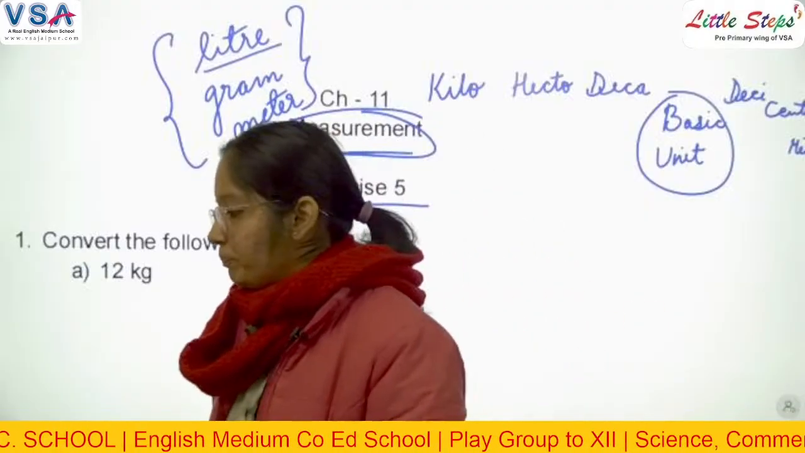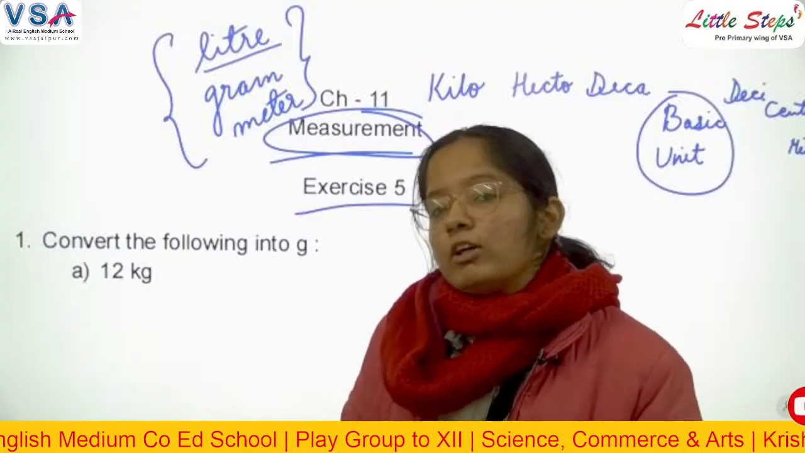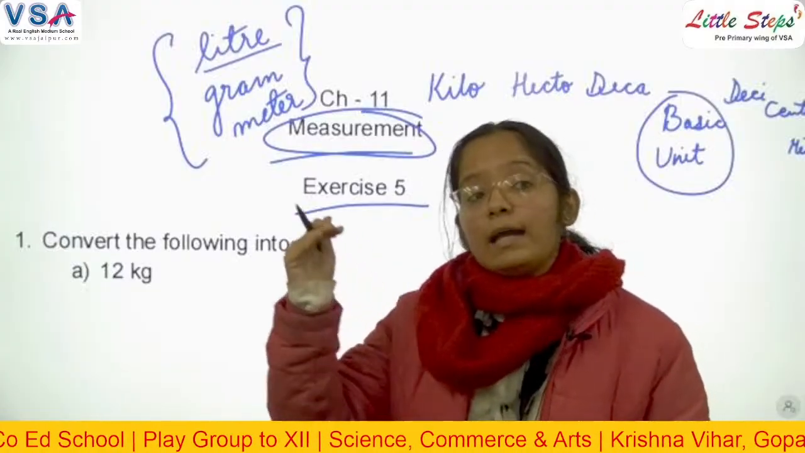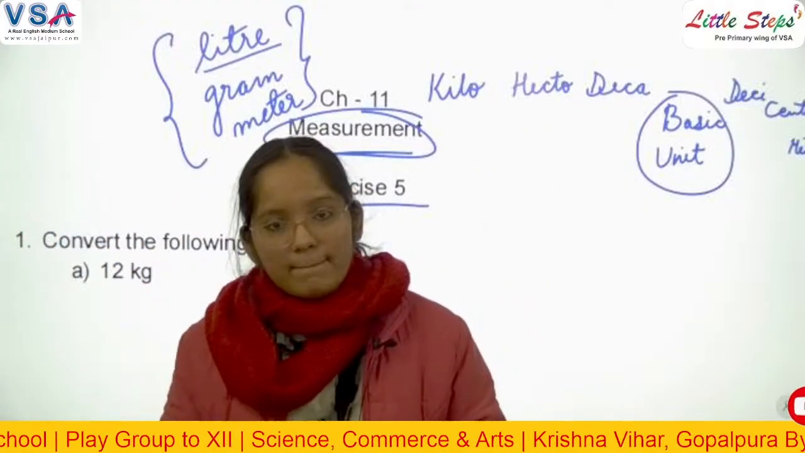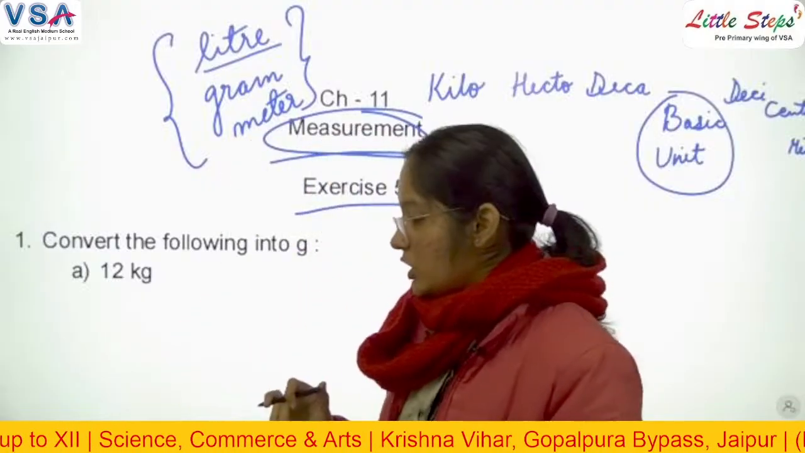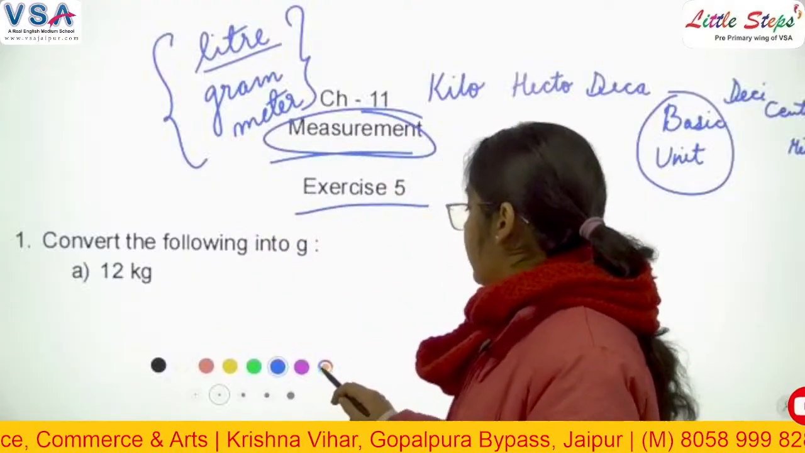All clear? Okay. In exercise 5, we are doing the measurement of weight. That is, the basic unit will be gram, the highest unit will be kilogram, and the smallest unit will be milligram. Okay, let's continue. We have to do it in your notebook number 1.